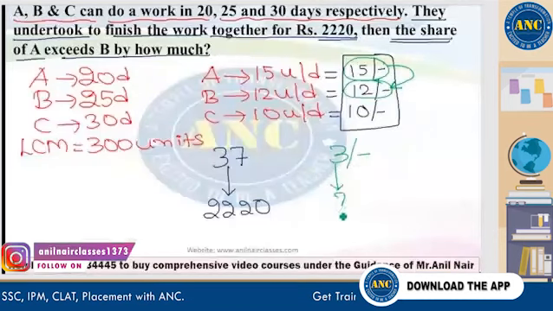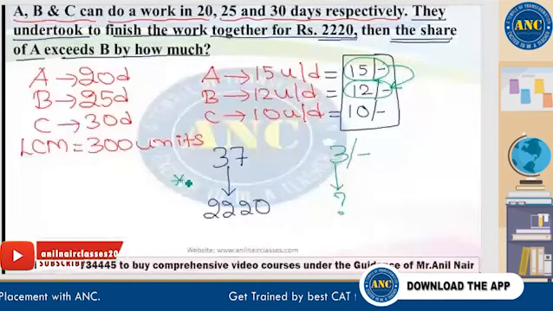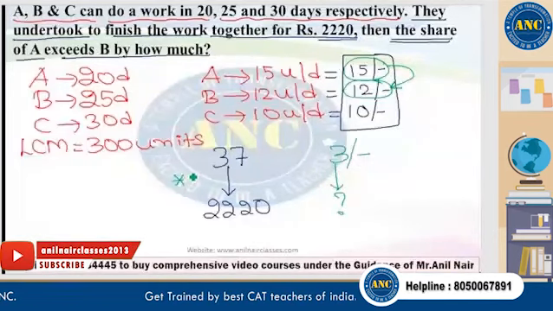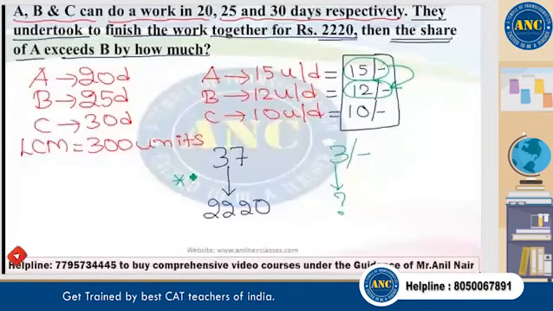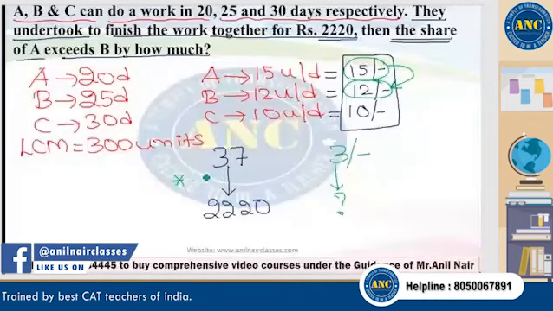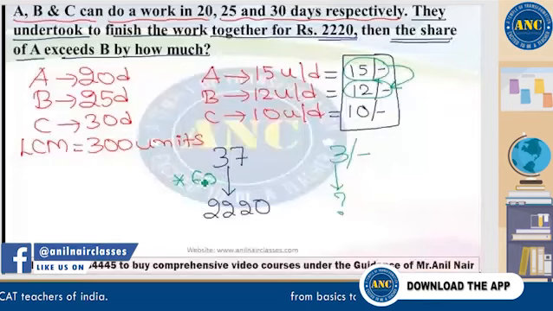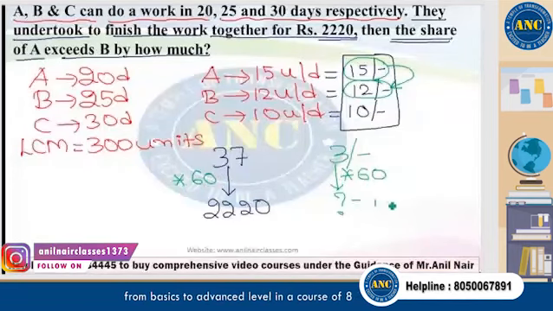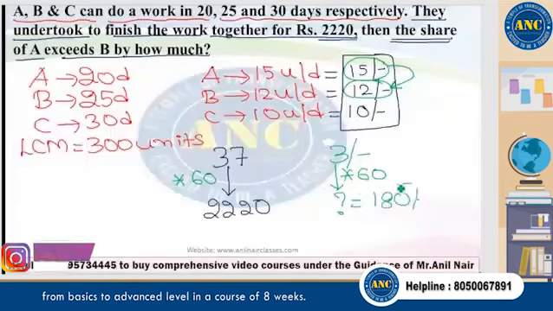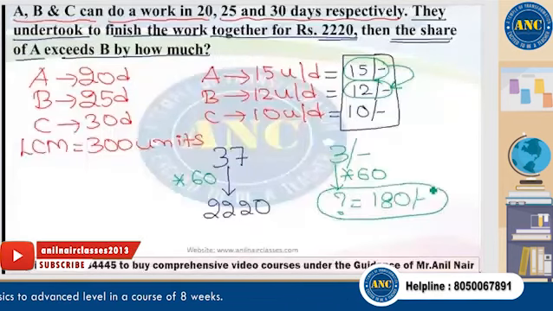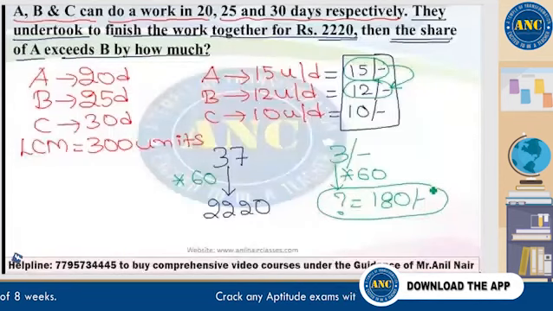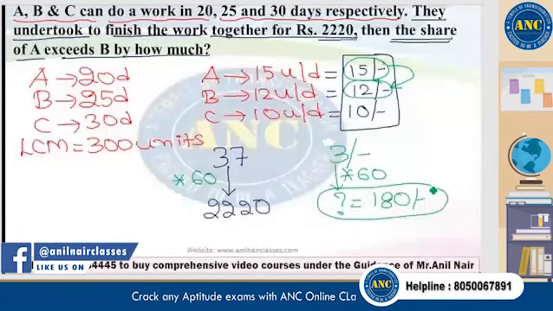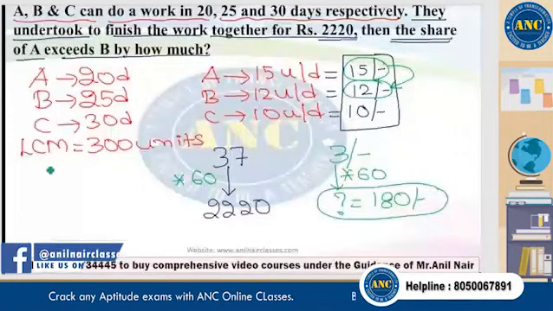According to the question, how much are they asking? 37 into 3 is 111. 37 into 30 is 1110. 37 into 60 is 2220. So 3 also multiplied by 60. The answer for this beautiful methodology is 180 rupees. The answer for this question is 180 rupees. I hope the idea is very, very clear, sir.